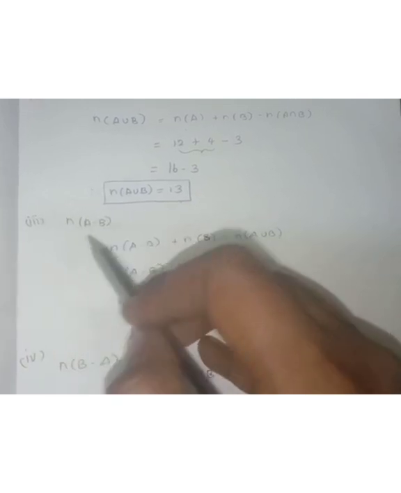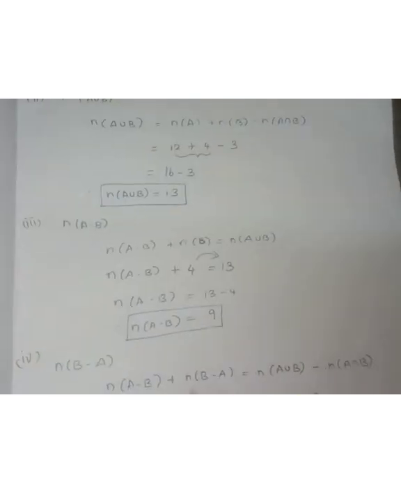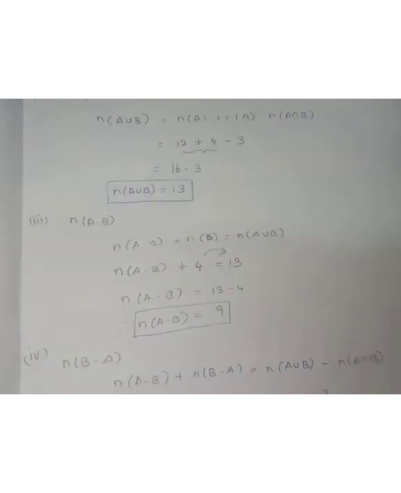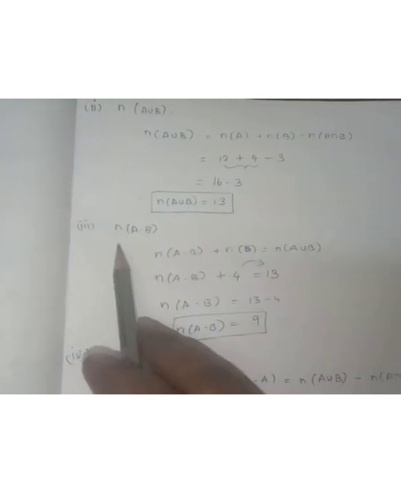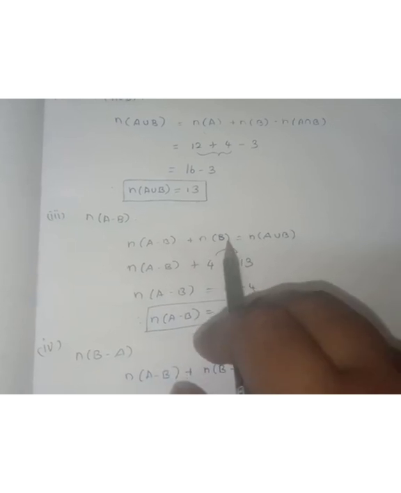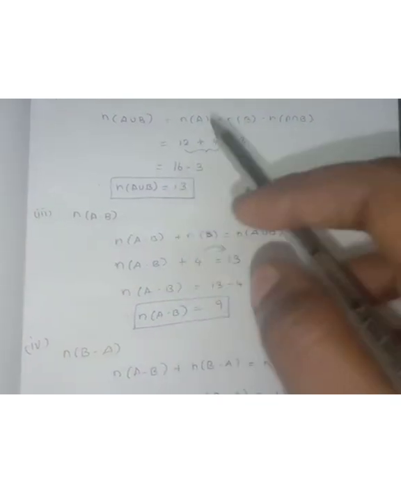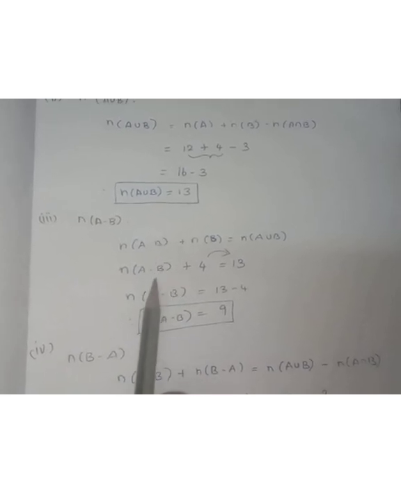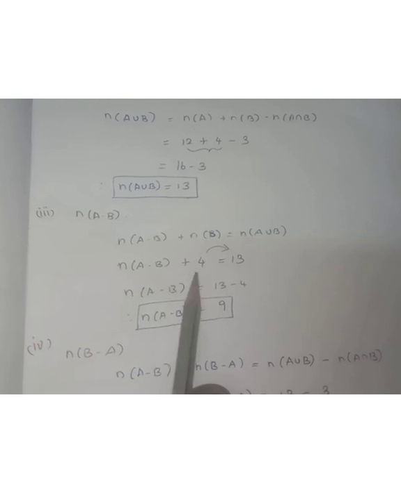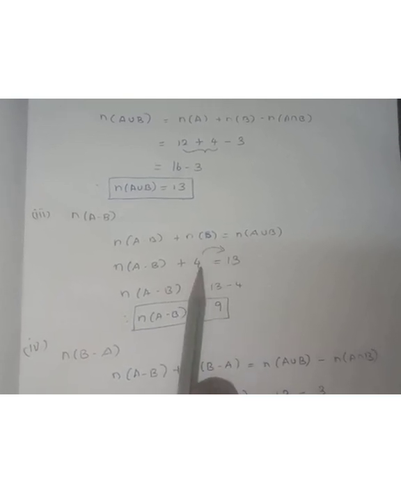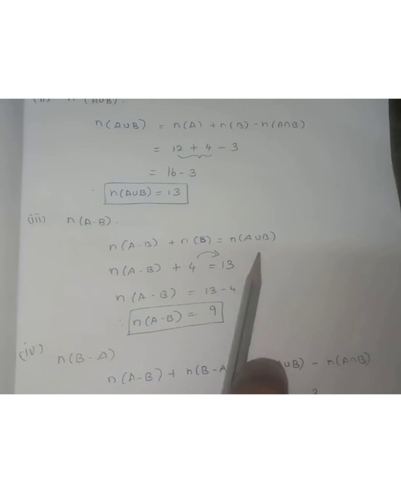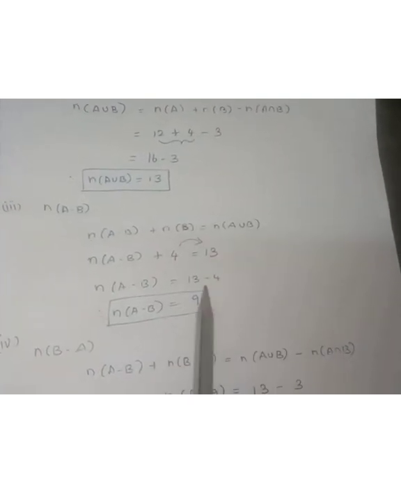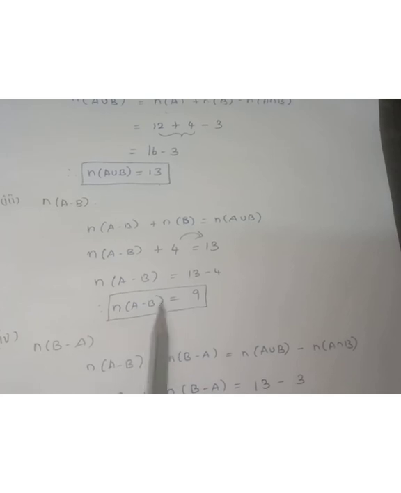The next one, n of A minus B. In A minus B you know the formula of the cardinal set. In before class, the formula is n of A minus B plus n of B is equal to n of A union B. This formula is already in before class I told, that cardinal property. So using that formula to find the answer, you want to find n of A minus B. So add n of B, already you know the value of 4, is equal to n of A union B. Already in before second subdivision you found the answer for n of A union B, 13. So using that 13, 4 goes to that side, 13 minus 4 you get 9. So answer of n of A minus B is 9.